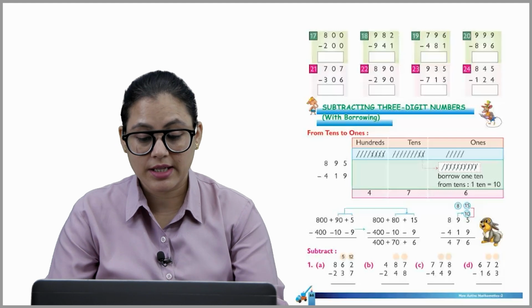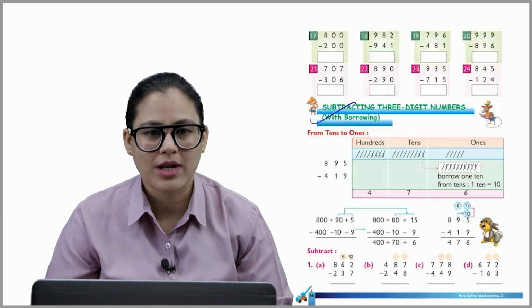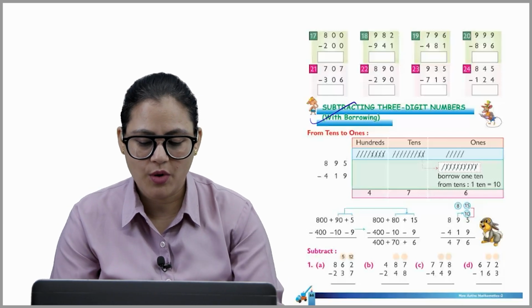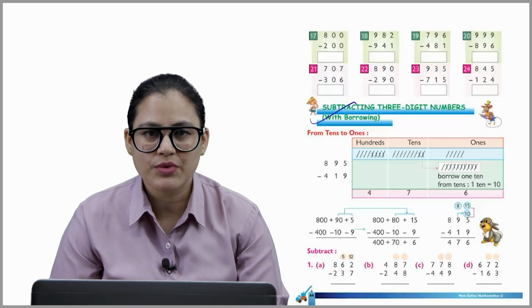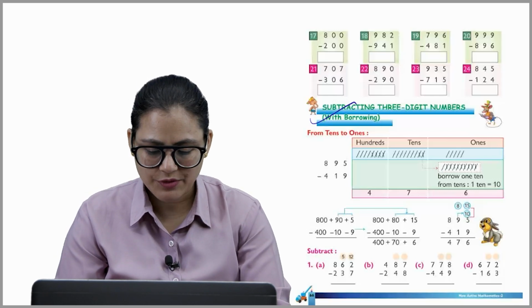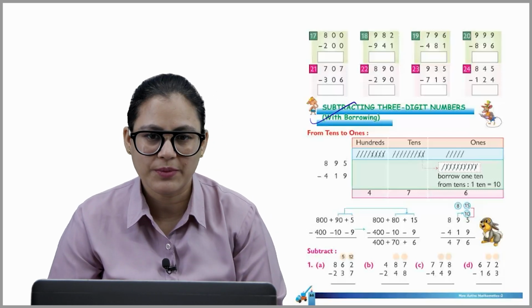Now, subtracting 3-digit numbers with borrowing, from tens to ones. We have to subtract 419 from 895. First we will expand it: 800 plus 90 plus 5, and 400 plus 10 plus 9. But here there is a minus sign because we have to subtract these numbers.